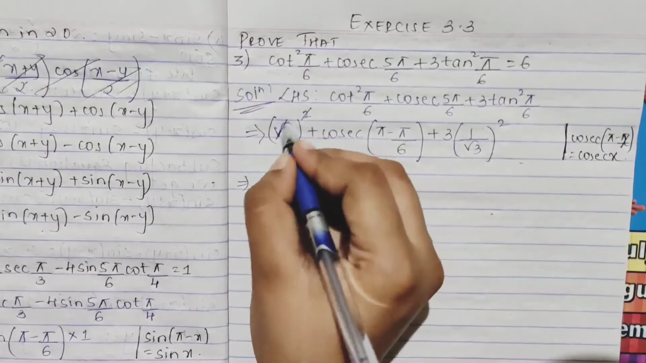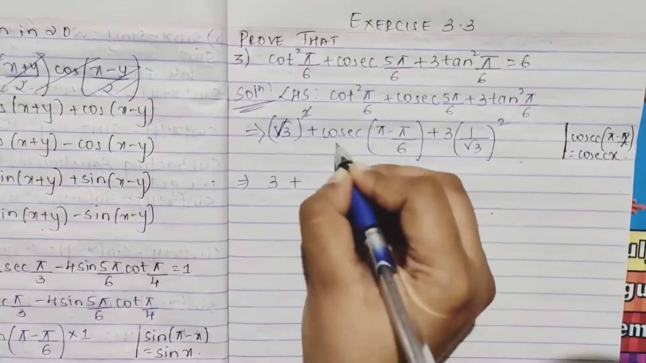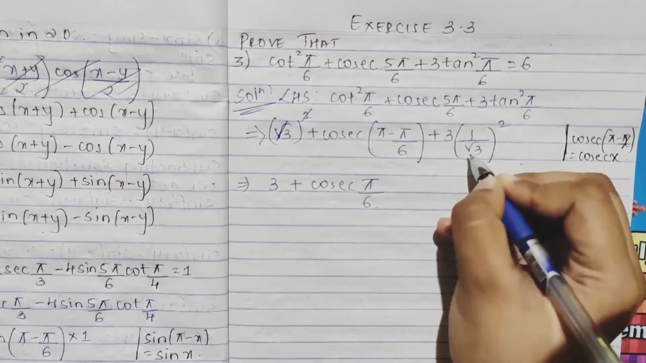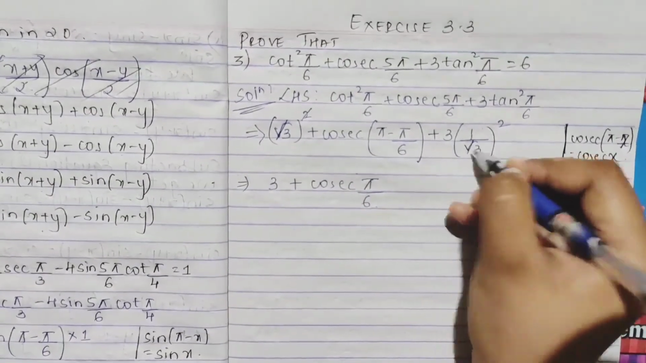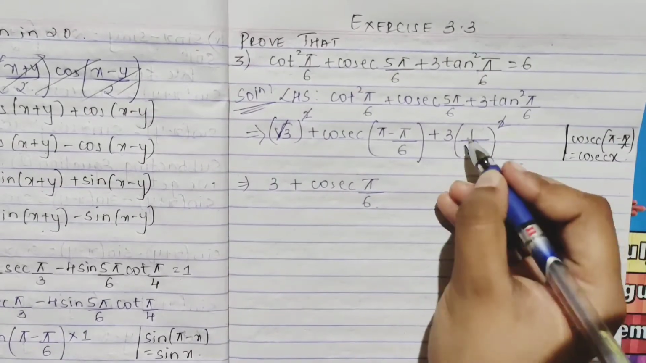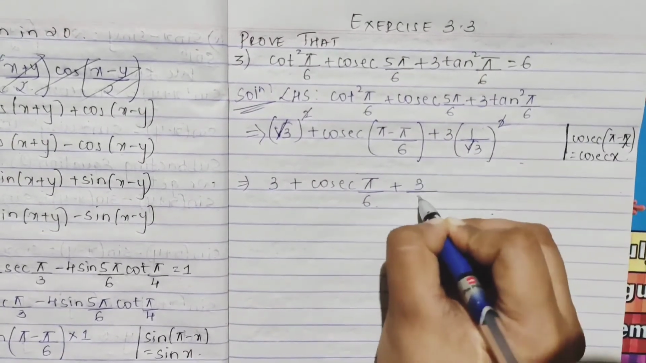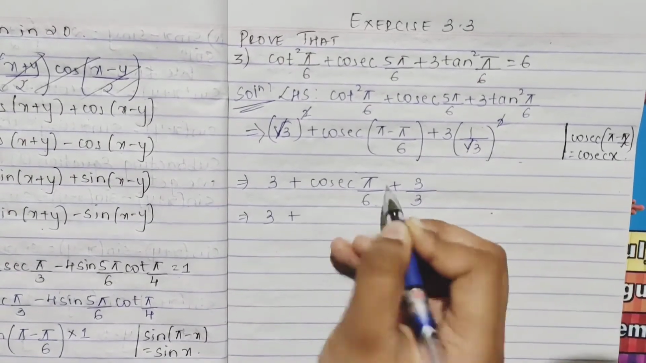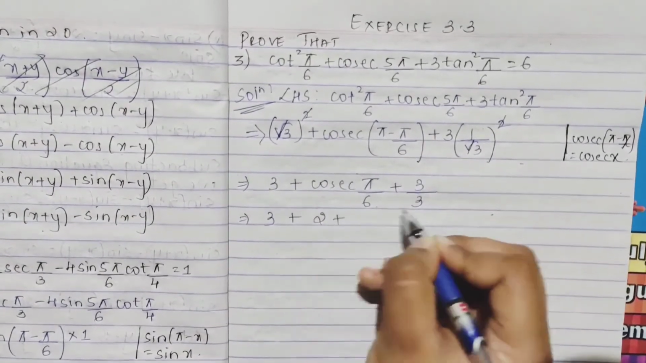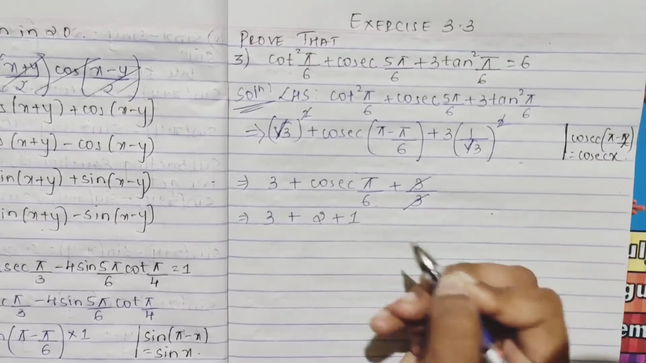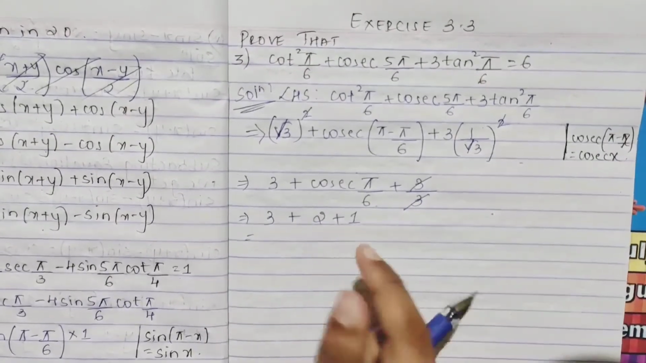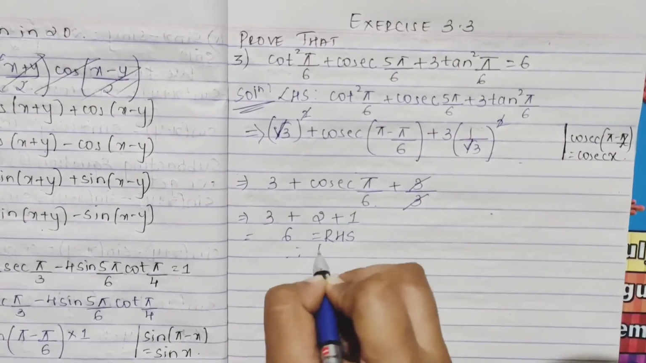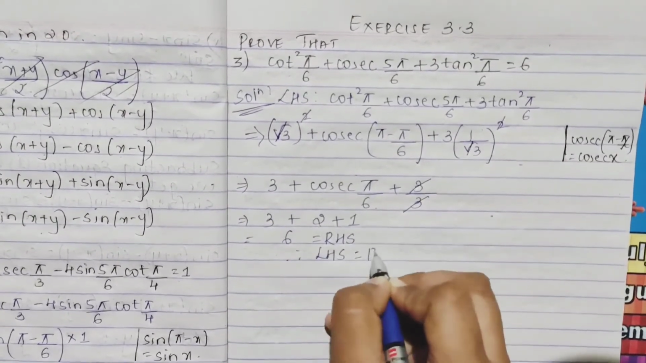If you have root and square, it is cancelling. 3 plus cosec pi by 6. Here you see this root and this root get cancelled, and you're having plus 3 by 3, you're having normal 3. So 3 plus cosec pi by 6, it is 2, plus 3 ones are, you get 1. So you get 3 plus 2 is 5, 5 plus 1 is 6, and this is your RHS. Understood? Therefore LHS is equal to RHS.